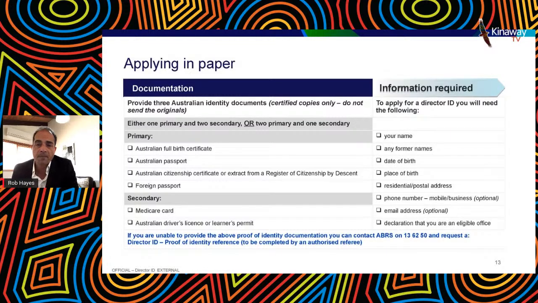There is also, for those, especially our First Nations people, who may not have access to a birth certificate, they may not have a passport or a driver's license, we do have a proof of identity reference form that can be completed by those individuals in those circumstances.